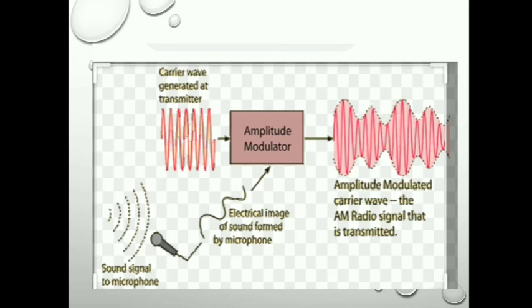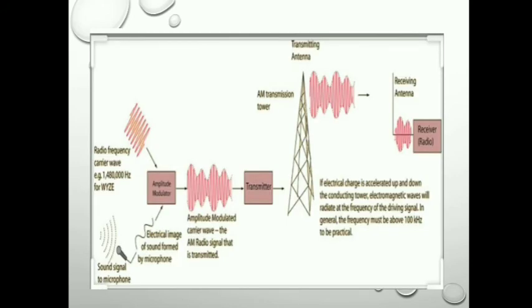Okay, this is for your understanding. Now this is also for understanding the amplitude modulated signal. Here see the radio frequency and audio frequency, that is, sound converted to audio signals with the help of a microphone. Both are fed into the amplitude modulator, so both are combined together, the modulation process takes place, and finally we get the amplitude modulated wave. This amplitude modulated wave is fed into the transmitter.